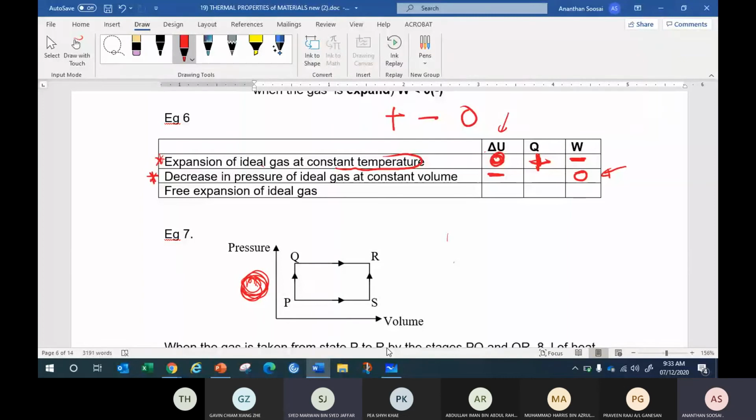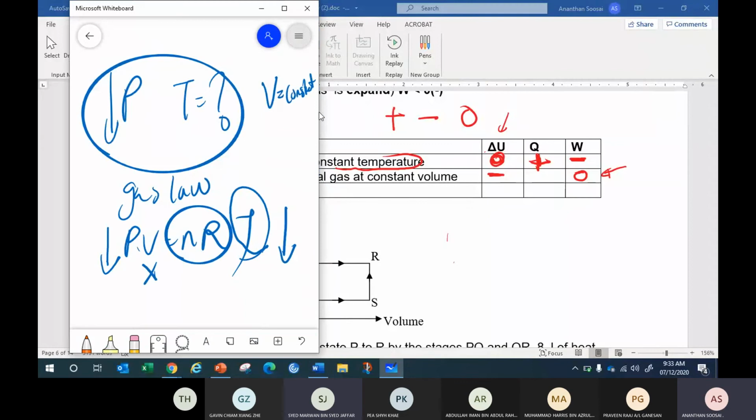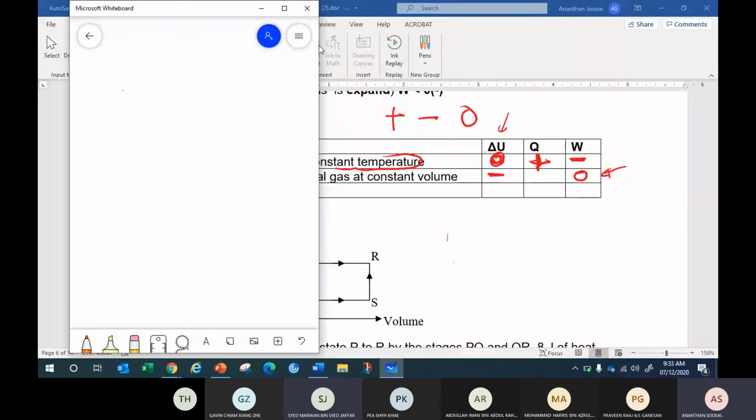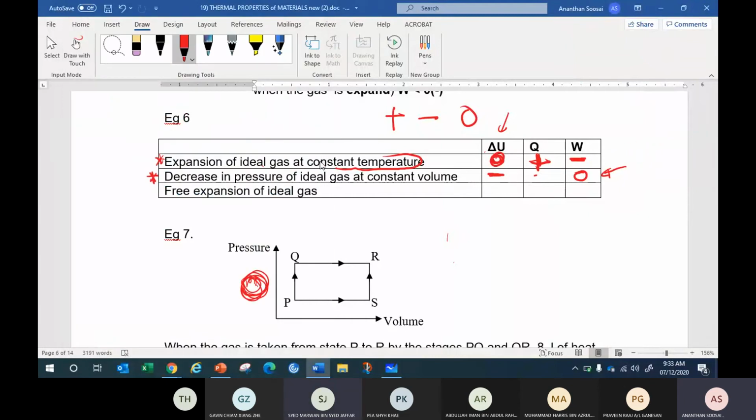How can you reduce the gas pressure? By cooling it or heating it? So Q here, positive or negative? Go to the first law. Change of U equals Q plus W. Change of U is negative. Work is zero. So Q must be negative, right? Yes. So the gas needs to be cooled to reduce the internal energy without doing any work.